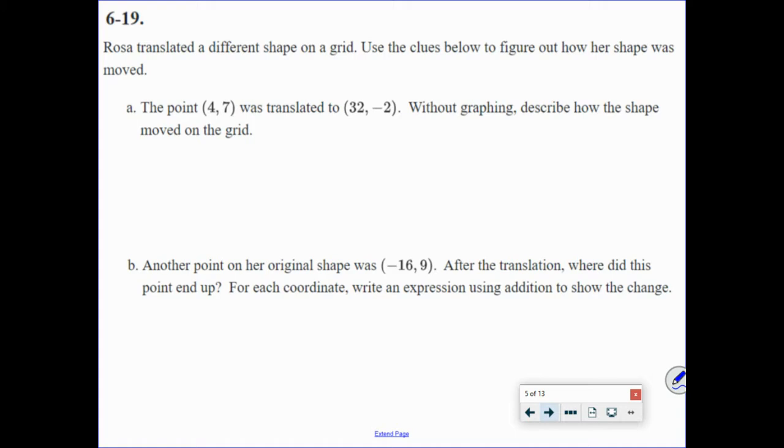From (4, 7) to (32, -2), how did it move? Try it. Unpause when you think you got it done. Go.